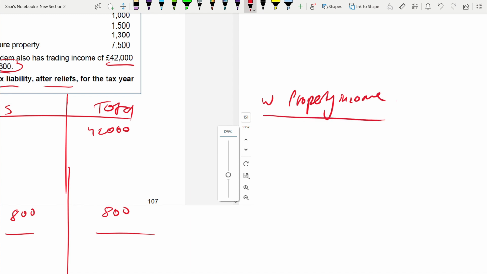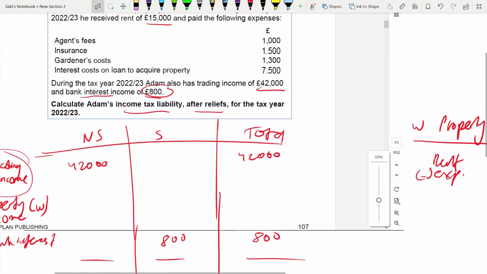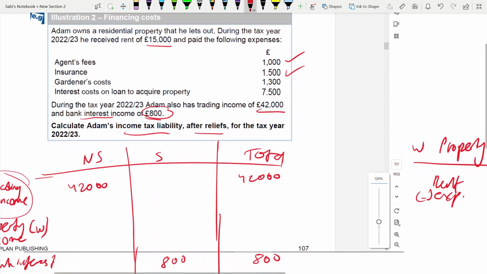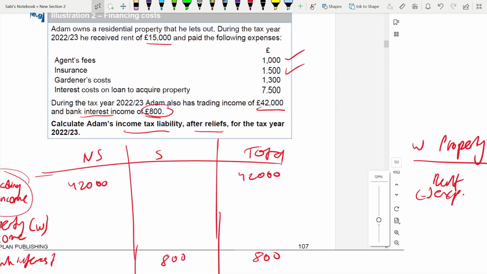So you start with rent. Rent is 15,000, rent received. Then you deduct your expenses. Can we deduct agent's fee? Yes, we can deduct. Can we deduct insurance? Yes, we can deduct insurance. Can we deduct gardener's cost? This is a residential property you are letting out. Gardener's cost, think. Yes, you can deduct.